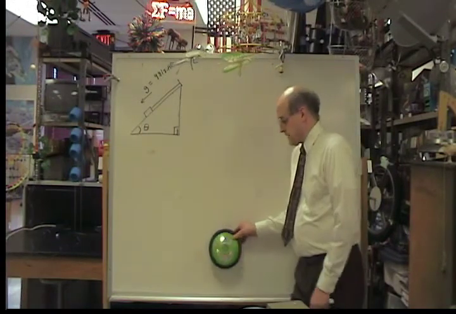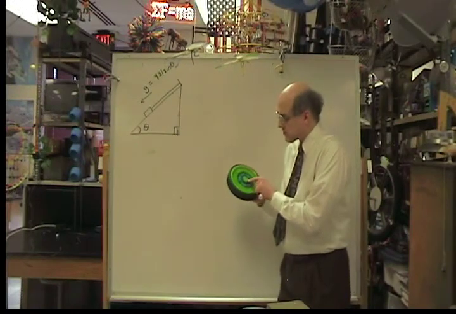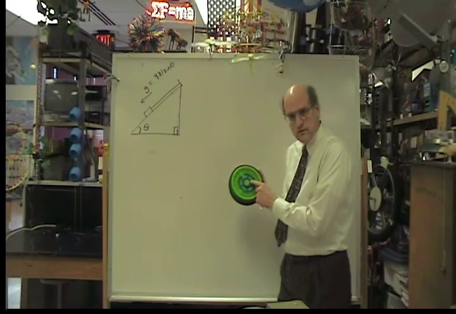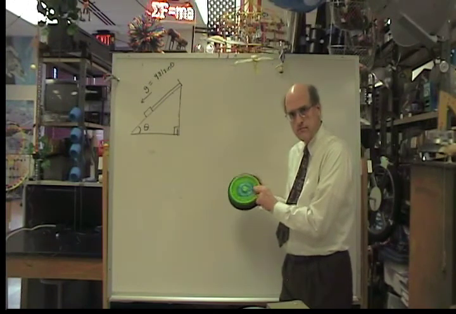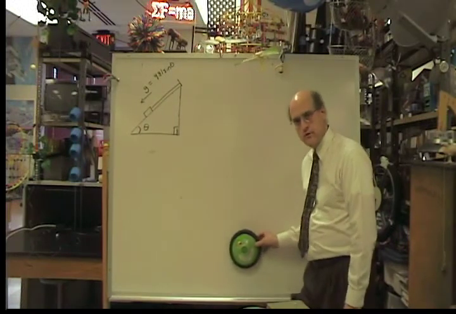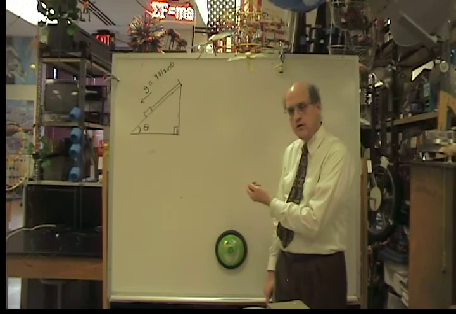Now, to allow this to glide with very little friction, I'm going to turn on an air source here by flipping this switch. And then it will glide along this board with very little friction. I'm going to be using a stopwatch to measure the period.